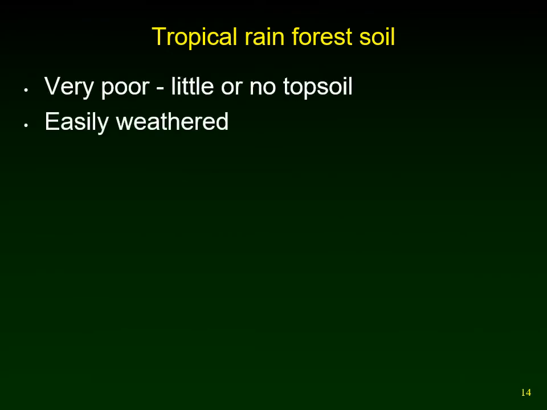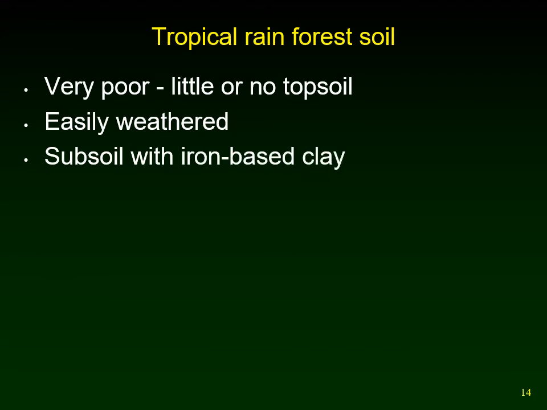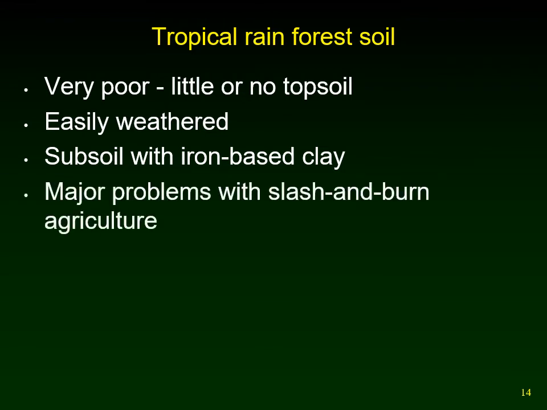So there's very little topsoil. The soil is very poor. It's not holding many nutrients. It also is easily weathered, which means if you chop down the trees, it'll wash away in the rain, so it'll erode quite quickly. The subsoil, so down in the lower layers of the soil, tends to have a lot of clay with iron in it, so it is a reddish soil. And so if they cut down the rainforest, you find these exposed red soils washing away.